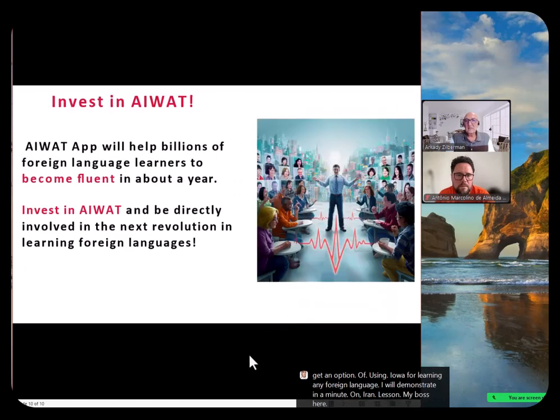Invest in AIWAT. As I mentioned here, invest in AIWAT, what I mean is not to invest now. I mean to grasp the value, the potential of the new approach. It is a revolution. The application will help billions of foreign language learners to become fluent in about a year. By the way, this is the 5th or 6th version of my system.